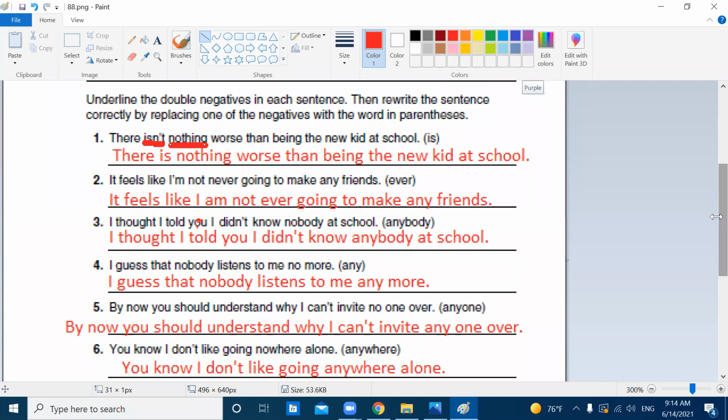Number 2. Pilar, read the sentence and tell me what the 2 negatives are.